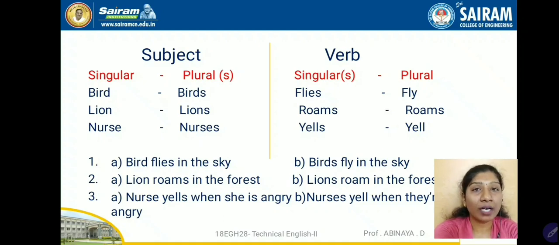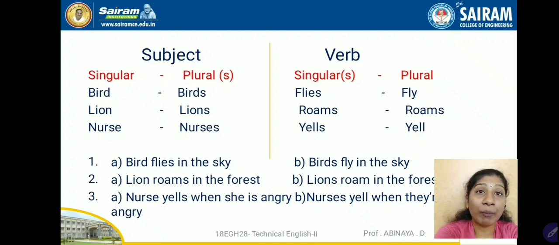And what about the verb? In verbs, singular words contain S, singular actions contain S. See, flies with S is considered a singular verb, roams as a singular verb, yells as a singular verb, and fly, roam, yell as plural verbs, right? Okay. So, how do we make sentences with this?